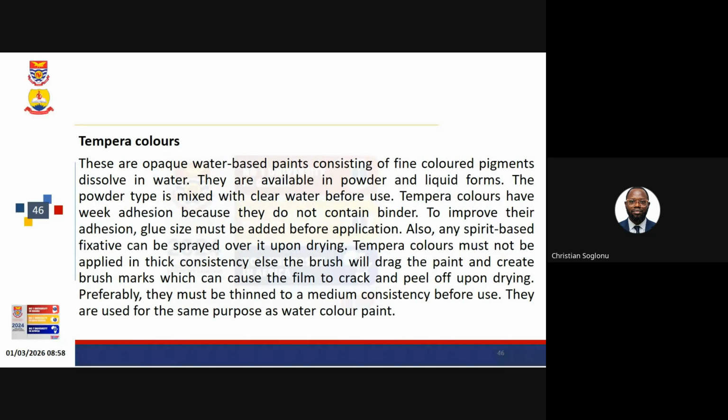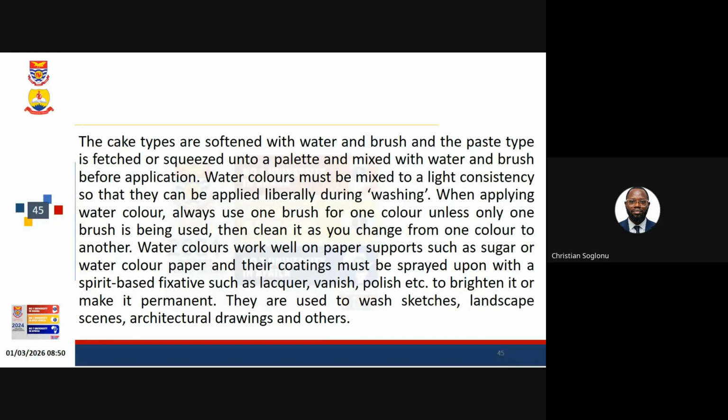So we have tempera color. So with the watercolor, I have to tell you, we have two main types of watercolor painting. We have transparent and opaque watercolor. With the transparent one, you use clean water to dilute the paint when you want to get a light color. But with the opaque watercolor, we normally call it gouache. There, you add white when you want to get a light color.